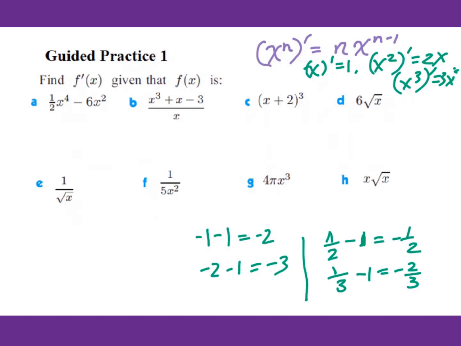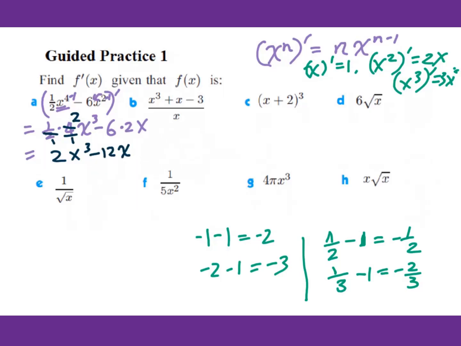Look at A. When you do the derivative for this, you will get 1/2. X to the 4th, you will get 4x, 4 minus 1, that's the third power, minus 6. Then drop down this 2, you will get 2 minus 1, that's x. Simplify, over 1, then reduce. You will get 2x third power minus 12x.